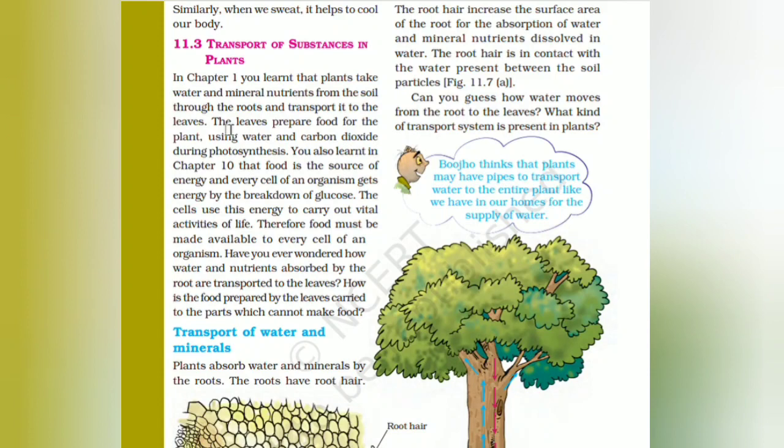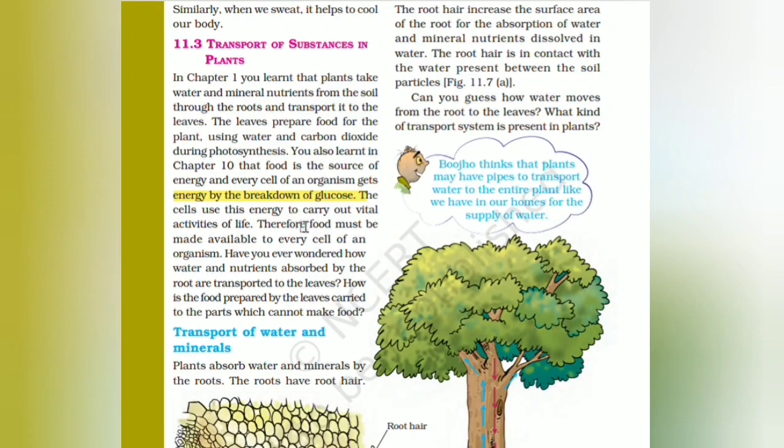Transport of substances in plants. Plants also show these properties. The plants take water and mineral nutrients from the soil through the roots and transport them to the leaves. The leaves prepare food for the plant by photosynthesis, using water and carbon dioxide. The food is the source of energy, and every cell of an organism gets energy after the breaking down of glucose. The cells use this energy to carry out vital activities of life. Food must be made available to every cell of an organism.